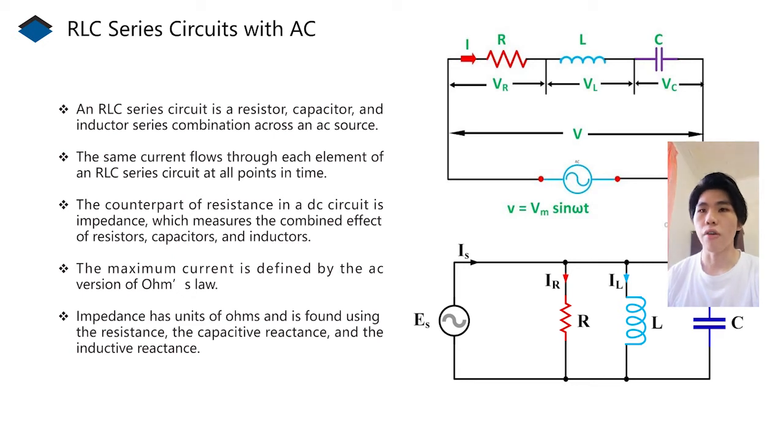The counterpart of resistance in a DC circuit is impedance, which measures the combined effect of resistor, capacitor, and inductor. The maximum current is defined by the AC version of Ohm's law. Impedance has units of ohm and is found using the resistance, the capacitive reactance, and the inductive reactance.